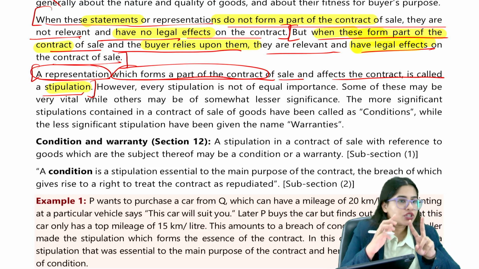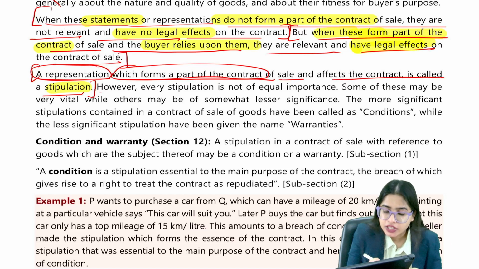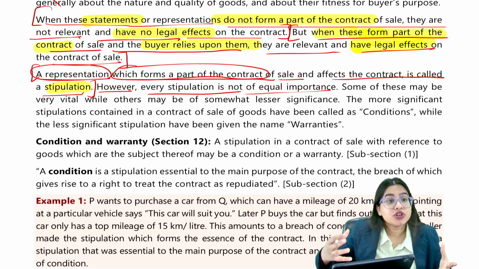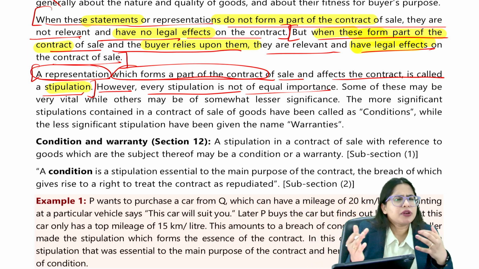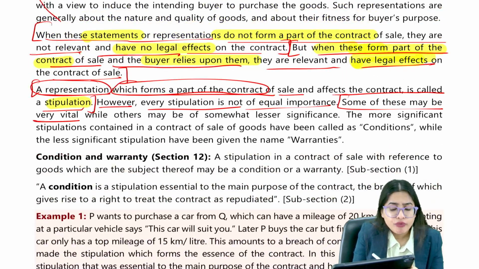Now, stipulation is of two types. Some stipulations are known as conditions and some stipulations are known as warranties. So please understand here, however, every stipulation is not of equal importance. Some stipulations are very important and some stipulations are less important. So some of these may be very vital.